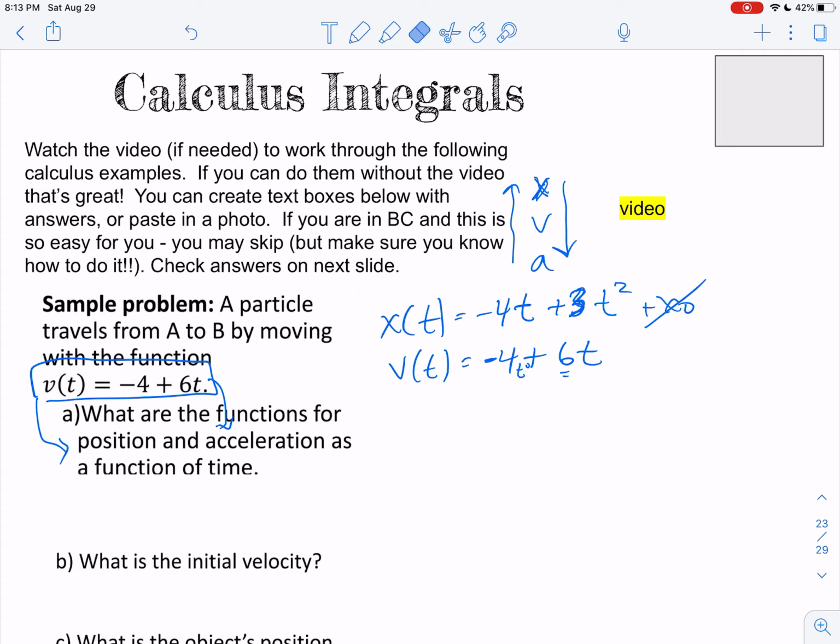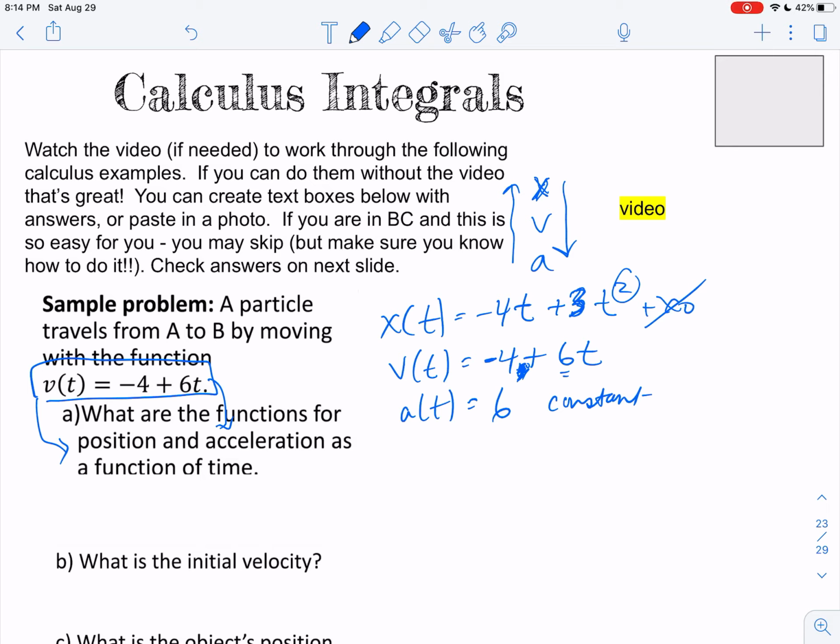And then taking the acceleration, we're just going to take the derivative. So we get rid of that; the constant just goes away. 6t is just going to be a derivative of 6, which means this is going to be a constant acceleration because the position function is a squared.